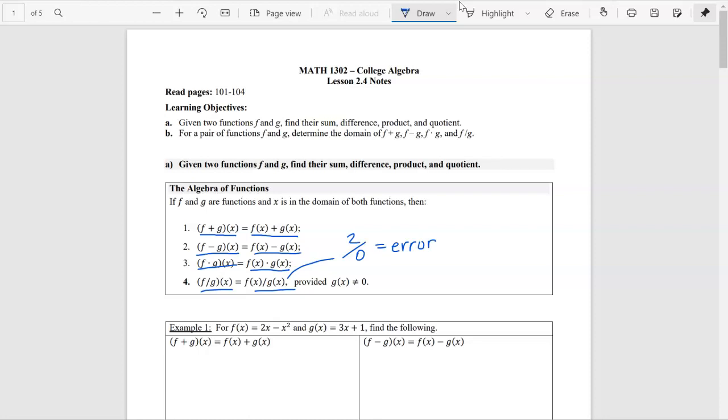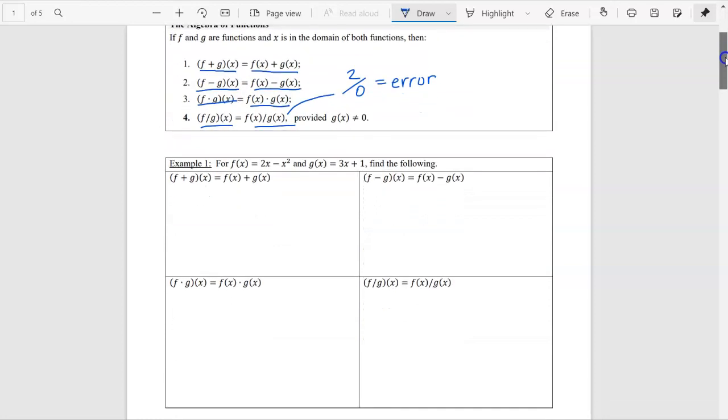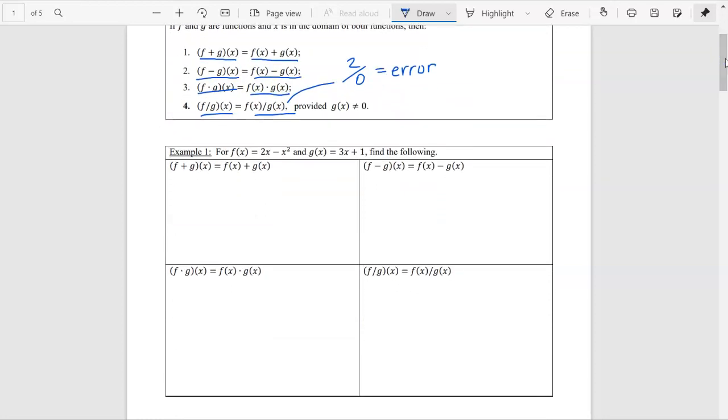Okay, so in our example over here, we've got the function f of x is equal to 2x minus x squared, and g of x is equal to 3x plus 1. And it wants us to find the following. So if we're adding these, f of x would be 2x minus x squared. I'm getting that from right here. And g of x, adding it on, adding something doesn't change the sign, so we don't need to put it in parentheses or anything. But we would get this.